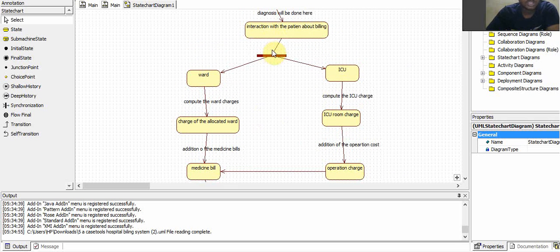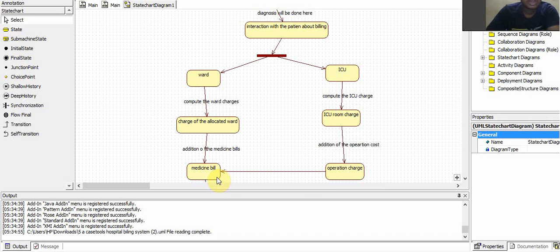But for this part, the ICU part, they will compute the ICU charge. That means all the bills based on ICU will be produced here. And the ICU room's charge per day will also be taken. Then addition of the operation cost. If the operation costs some money, it will also be added here as the operation charge. All this will then be connected to the medicine bill.